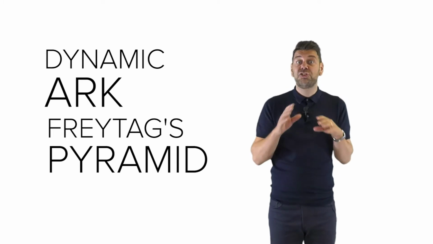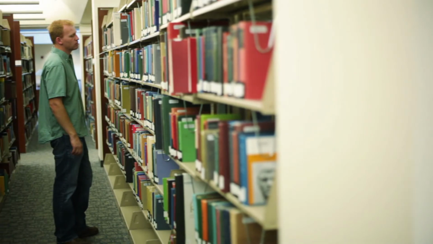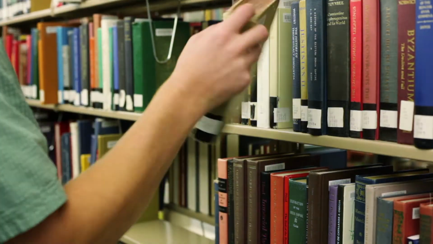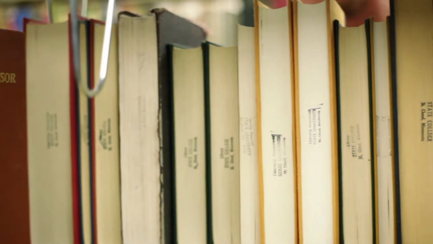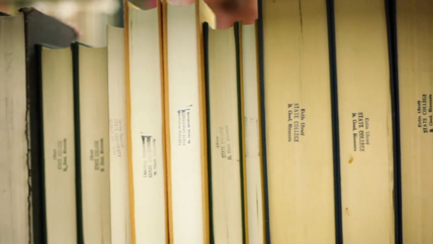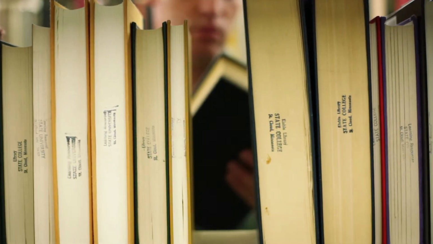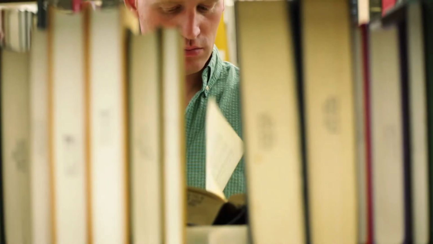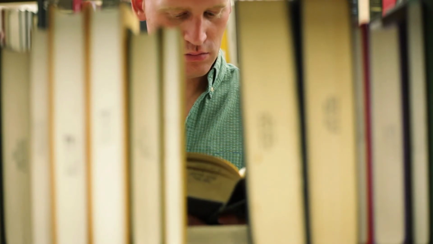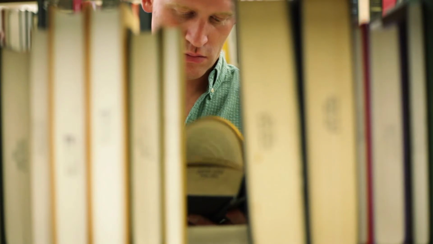Now Freytag studied the structure of countless stories, those stories that had stood the test of time, that were shared from generation to generation. Why were some stories shared whilst others were lost into time? Well, those that were shared followed a common structure, and this we now refer to as Freytag's pyramid.